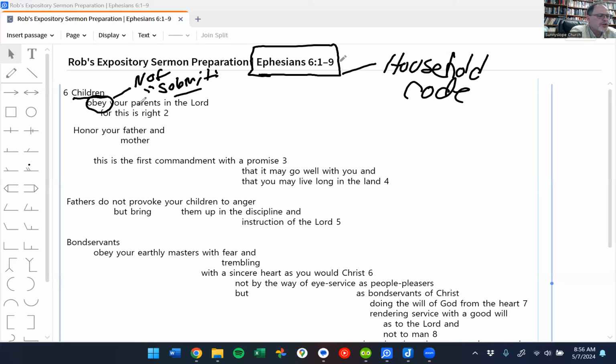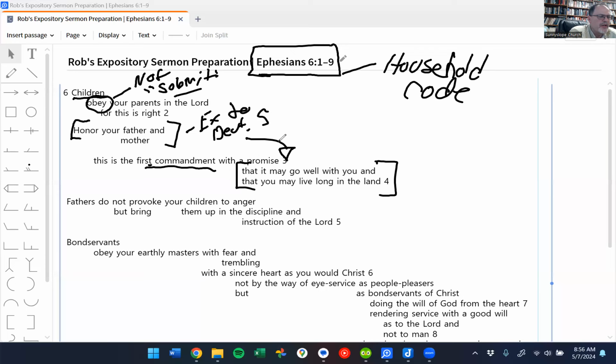So it gives the instruction, obey your parents in the Lord, honor your father and mother. Now, of course, this is from Exodus 20 or Deuteronomy 5. And we notice that this is a quote of the Old Testament, and he acknowledges that here. It's the first commandment with a promise, and then he restates that promise down here. So once again, he's referring to that quote from Exodus chapter 20 and Deuteronomy chapter 5.